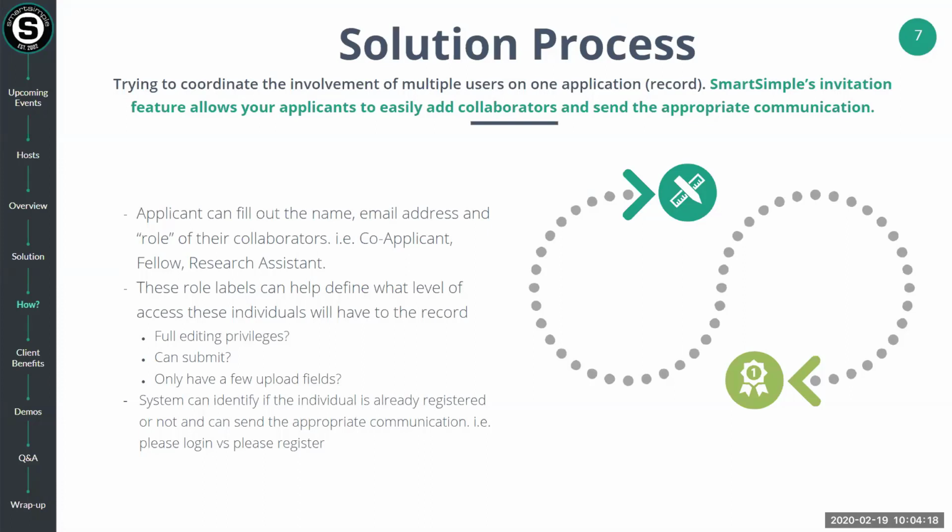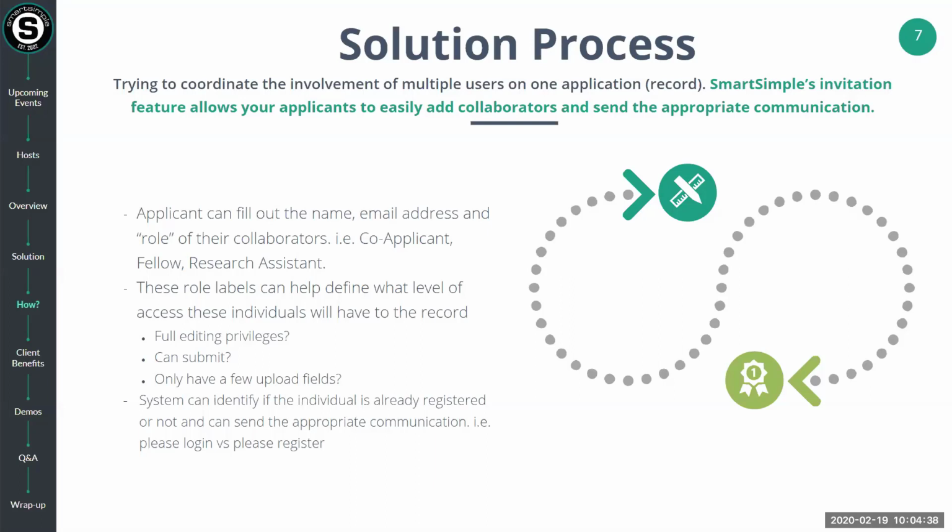Maybe there's only a few fields on my application that are pertinent to a co-applicant. So maybe I'm filling out 90% of the things, and when I invite Sarah, she just has the ability to upload certain documents or maybe fill in a text box here or there.